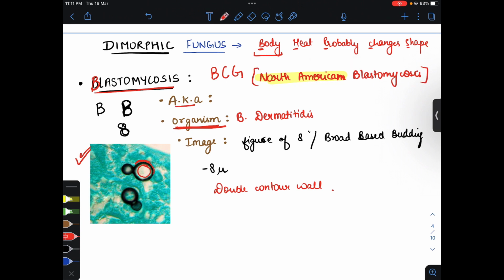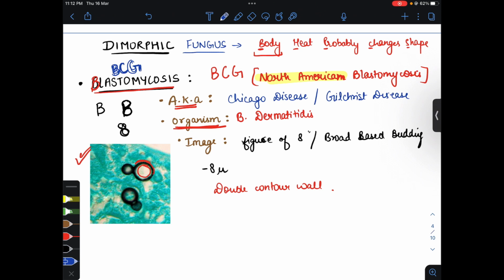And the other names for blastomycosis we can easily remember by learning this mnemonic, that is BCG. As we know, BCG is a vaccine. So for blastomycosis, B is for blastomycosis, C is Chicago disease, and G represents Gilchrist disease. So these are the other names of blastomycosis.